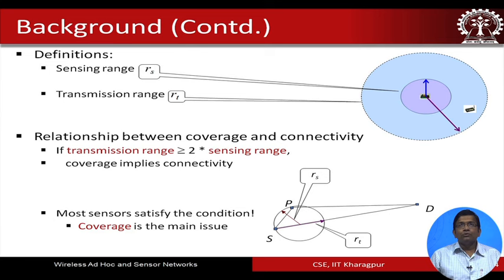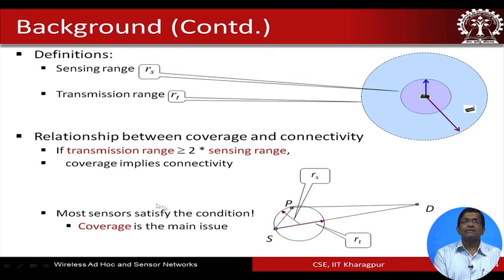So, a few essential concepts. It has been shown in the literature that there is a relationship between coverage and connectivity, as I said before. If we ensure that the transmission range of a sensor node is greater than or equal to 2 times the sensing range, then coverage would automatically imply connectivity. So, in that case, we do not have to bother about the connectivity problem, we just have to take care of the coverage problem, and automatically connectivity will be taken care of.